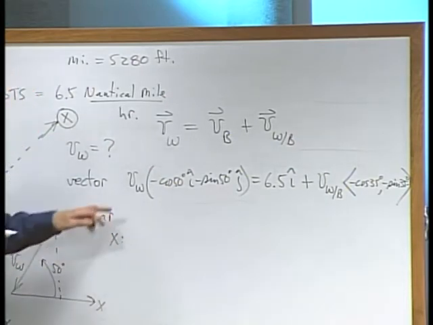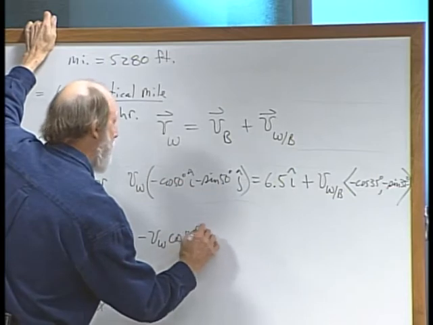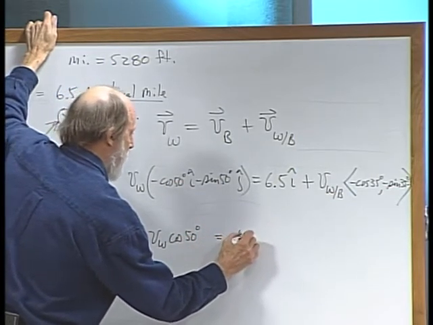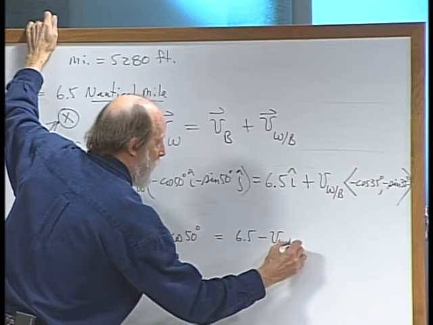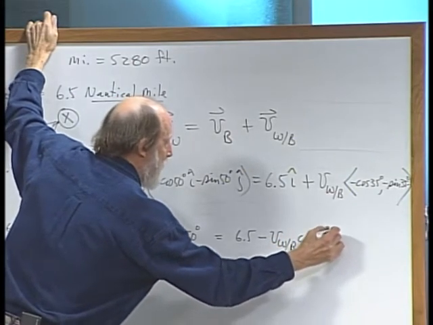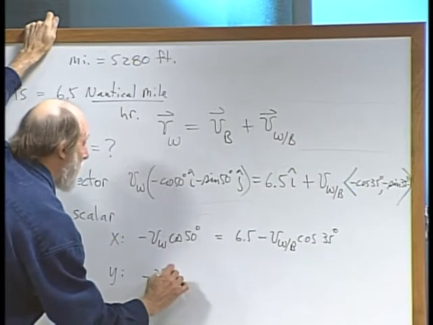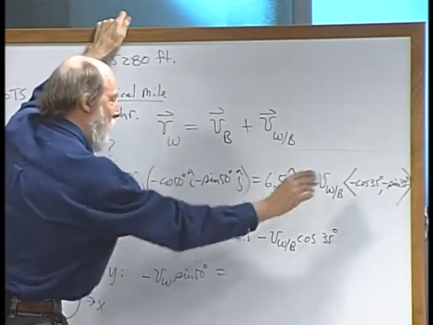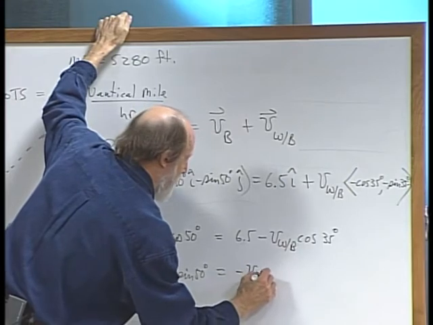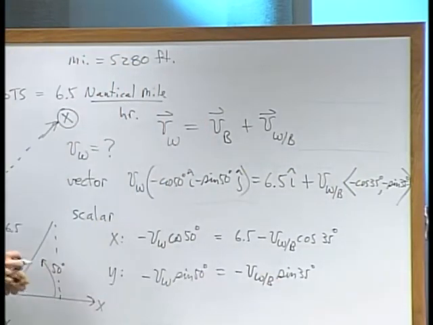So our x-directed components: negative VW cosine 50 degrees must be equal to 6.5 minus the velocity of the wind relative to the boat, cosine 35 degrees. And the y-directed components: negative velocity of the wind sine of 50 degrees is equal to the y component over there, negative the velocity of the wind relative to the boat, sine of 35 degrees. Now we feel better. We have two equations with two unknowns.